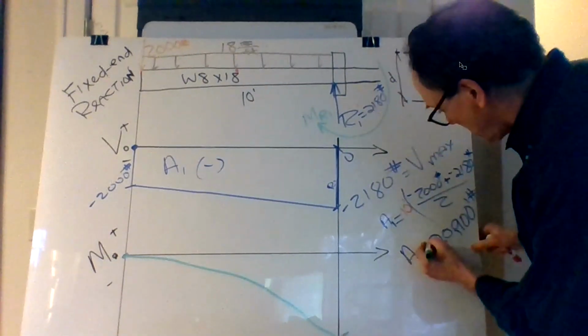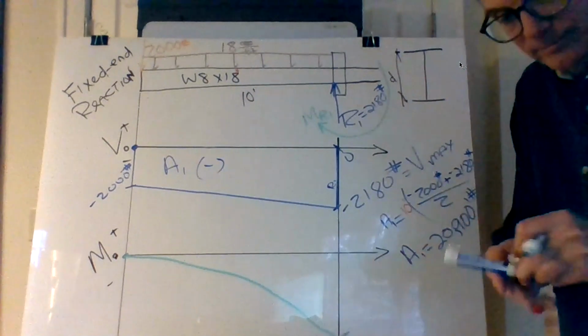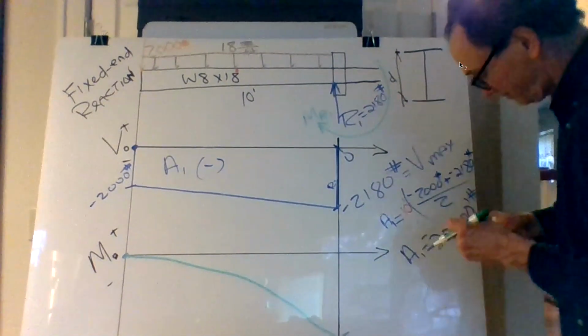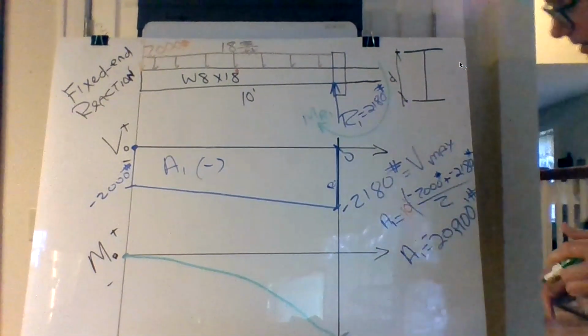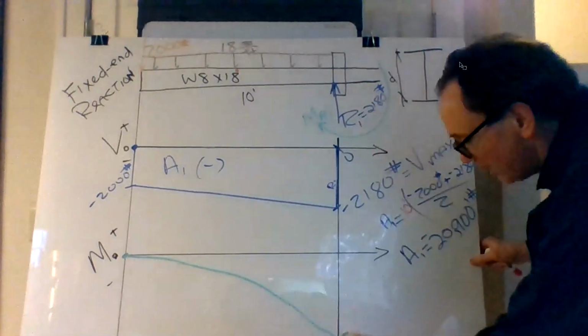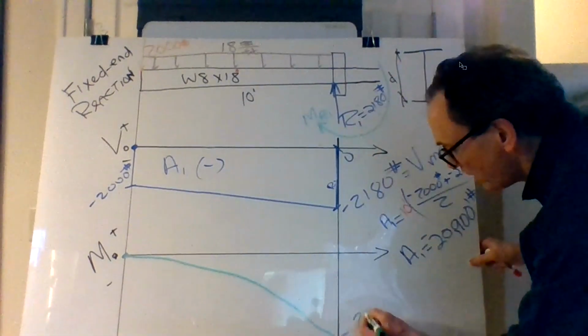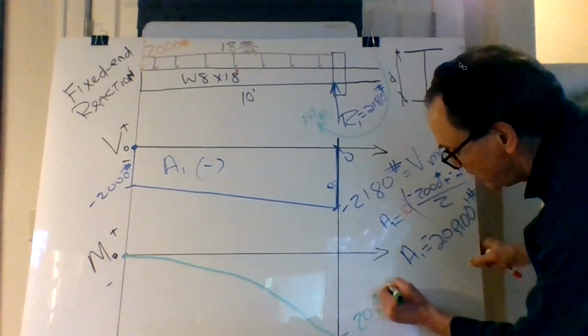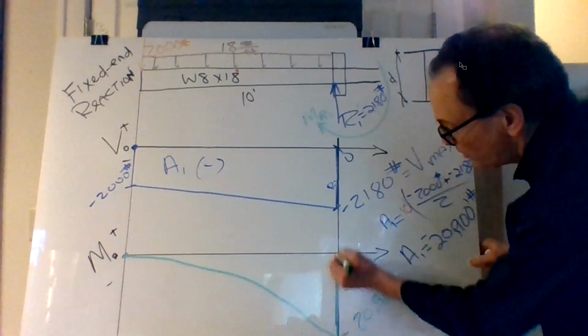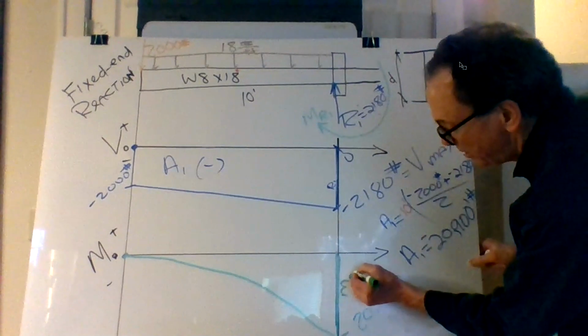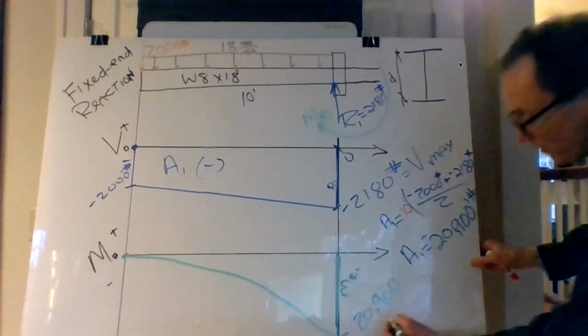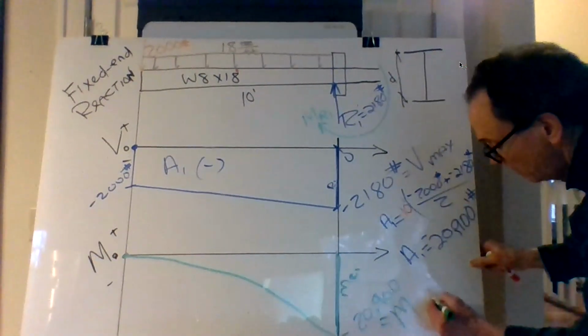So, and that was a negative area. There's nobody to get cranky at. So that's negative 20,900. And then that goes back to 0 because that's MR1. And so that's going to be M max, right?